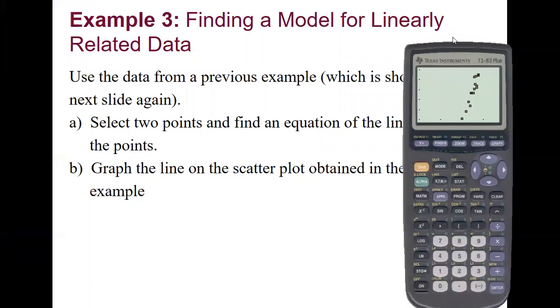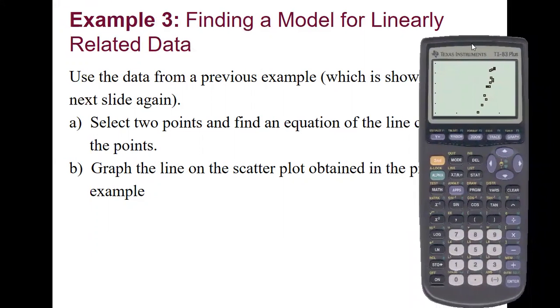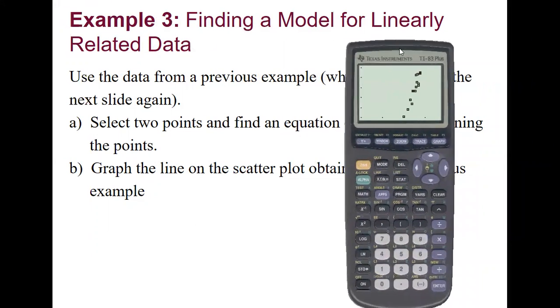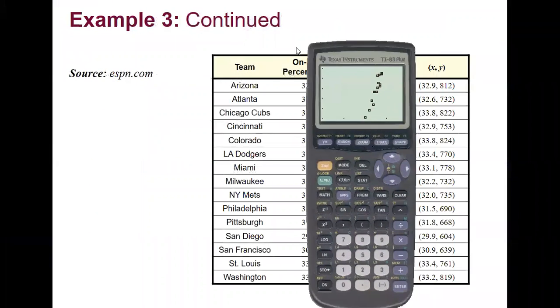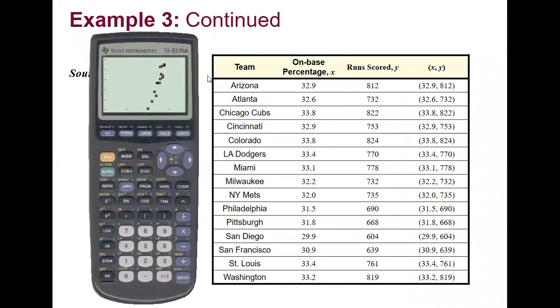Now we're gonna talk about finding the equation. So select 2 points and find an equation of the line containing the points. Graph the line and scatter points, okay? So using our data that we already had, right? That's why I said we need to keep this. We're gonna find the equation of the line. So to do this all in the calculator, we're basically looking for our line of best fit. Does that make sense? So we're gonna go back to stat.